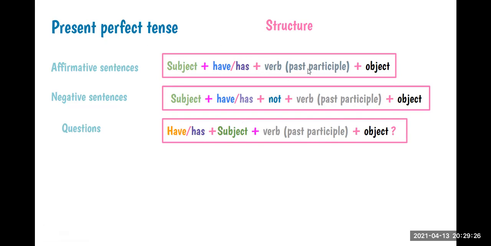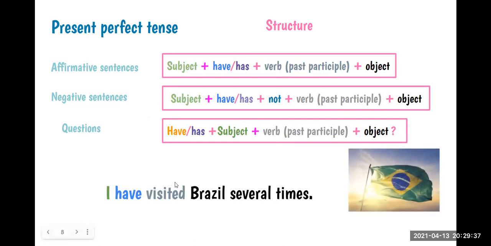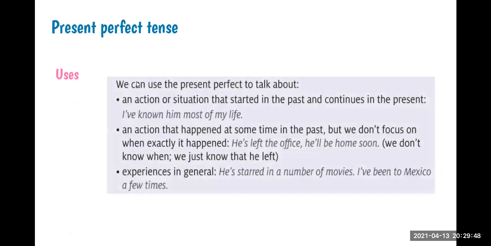Remember that we use the verb in the past participle to form the present perfect, right? For example, I have visited Brazil several times. As you can see, this is the past participle form of the verb. Then we can use the present perfect in different situations, okay? It says we can use the present perfect to talk about an action or situation that started in the past and continues in the present.